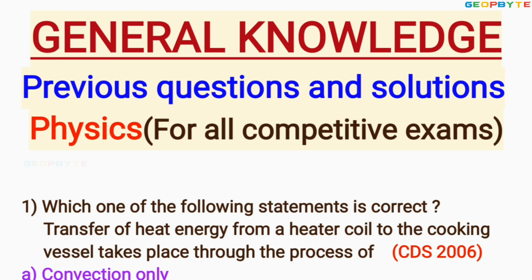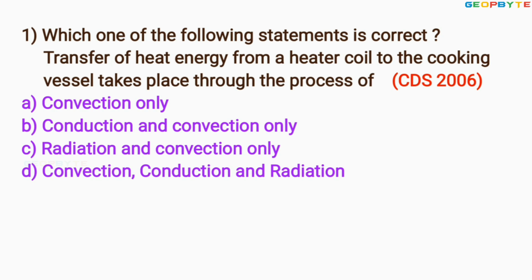Let's take the very first one. Look at the very first one. Which one of the following statements is correct? Transfer of heat energy from a heater coil to the cooking vessel takes place through the process of. This problem was asked in 2006 for CDS.